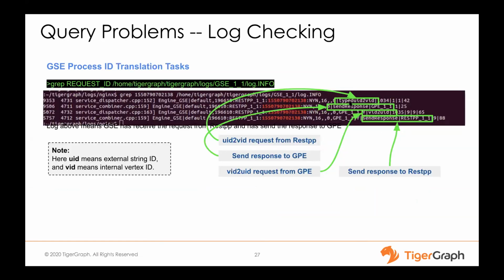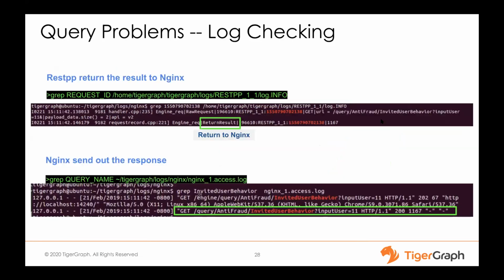Okay, and this is the GSE log, right? So this is when you receive the request for ID translation from external ID to internal ID, and these 2 lines are the request to translate the internal ID in the result to external ID.